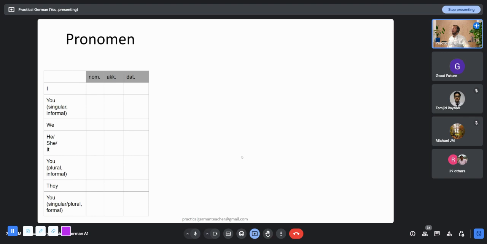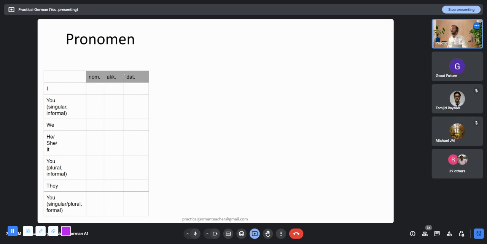Just like any other language, the German language also has pronouns. But German being German, there are three cases for each pronoun. So you will learn the pronouns first in nominative case, then in accusative case, then you will learn the same pronouns in dative case. What is nominative case? What is accusative case?